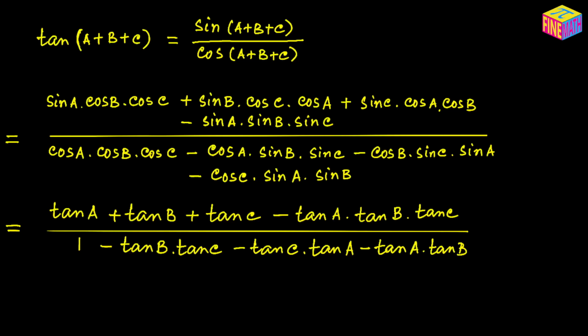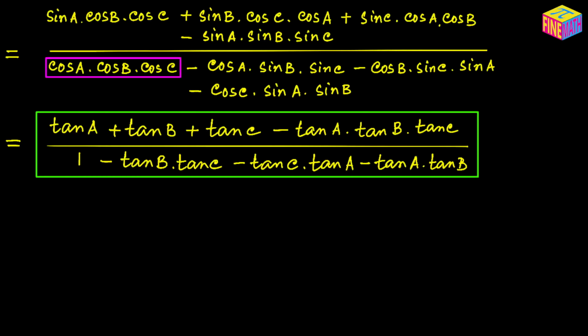Just to make a quick note: in the previous step we divided the numerator and the denominator by this one. Let me highlight this. This is what we used for the division of both the numerator and the denominator. So when we divided both by cosine of a times cosine of b times cosine of c, we end up with a result like this. And this is actually the value of tangent of a plus b plus c.